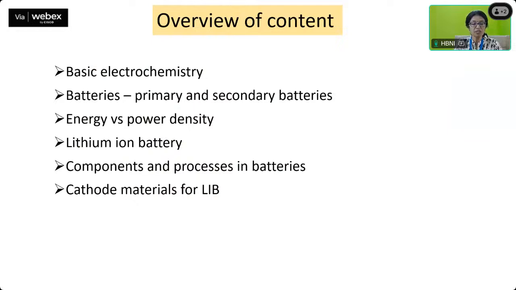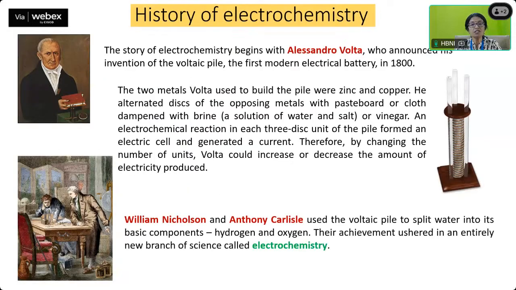Today what I will be discussing with you is basic electrochemistry. Then we'll talk about batteries, both primary batteries as well as secondary batteries. Then I will discuss the difference between energy and power density. We'll talk a little bit about lithium-ion batteries, components and processes in lithium-ion batteries. Cathode materials for LIB I will touch upon in today's class, but then I'll continue more in the next class. So with this, first let's start.